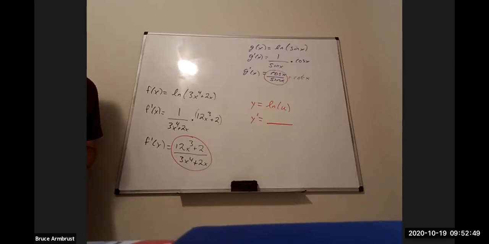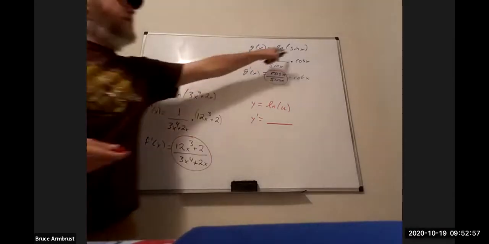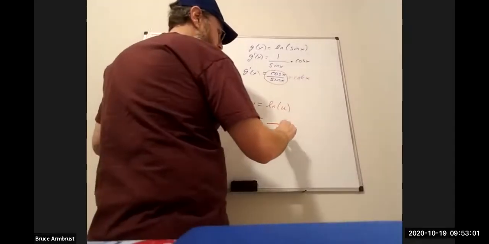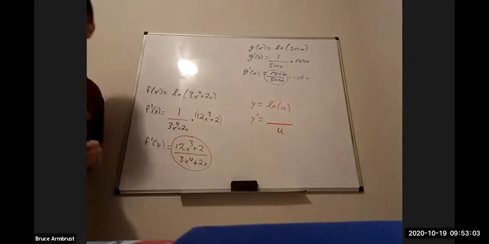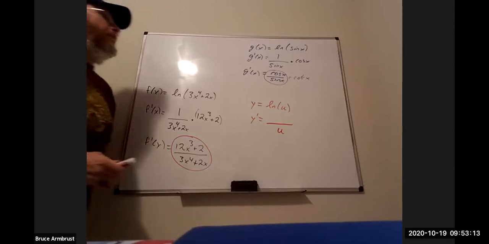All right, good. Thanks, Ollie. She just put in the chat box u, right? Whatever was inside went on the bottom. 3x to the fourth plus 2x went on the bottom. Sine of x went on the bottom. So this guy u is always going to go on the bottom. And what was the top? Good, Bailey. U prime.